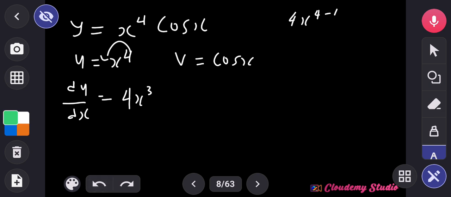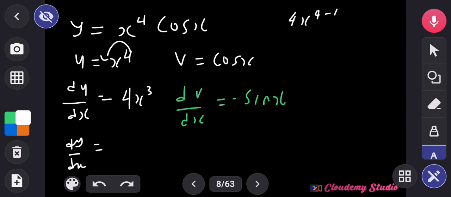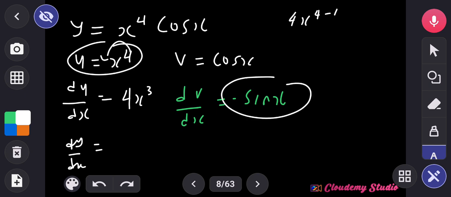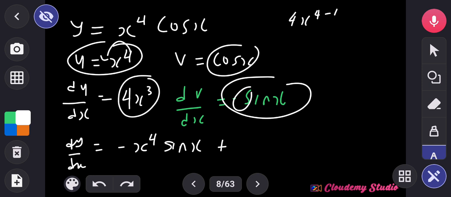So the derivative of cos x equals minus sin x, which means dv upon dx equals minus sin x. So the next thing we're going to do is to say that dy upon dx, which is the expression of y with respect to x, will now be equals to u multiplied by dv, and that's going to give us minus x to the power 4 sin x, because of the minus that is here, plus v multiplied by du, which is going to give us 4x to the power 3 cos x. So this can be our answer.